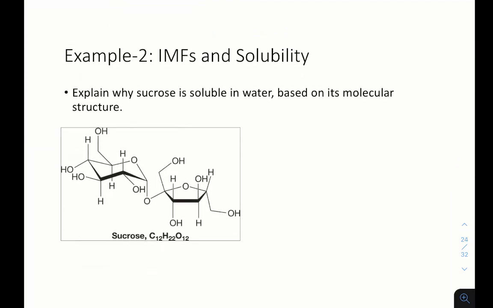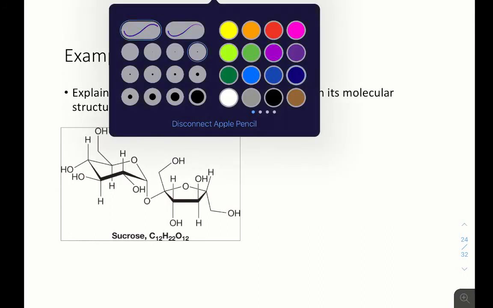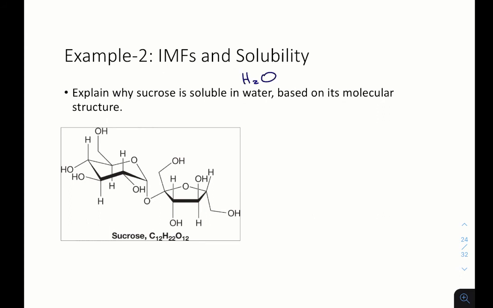Explain why sucrose is soluble in water based on its molecular structure. Pause and write down your best answer to this question. Okay, if you're back, also pause and identify functional groups.